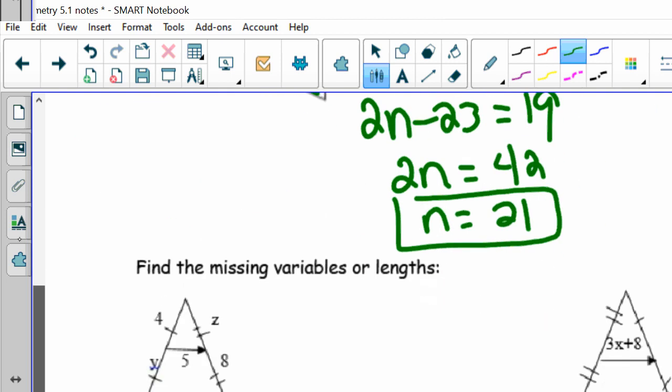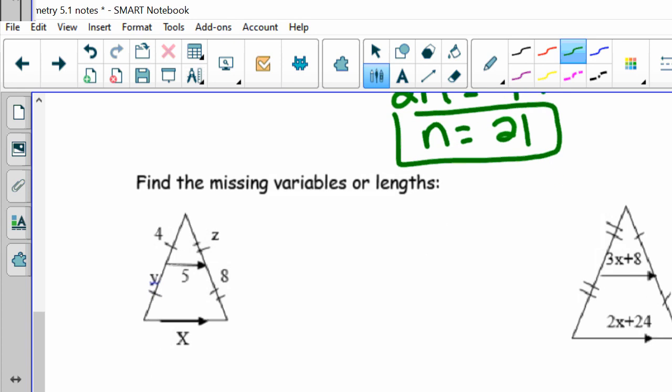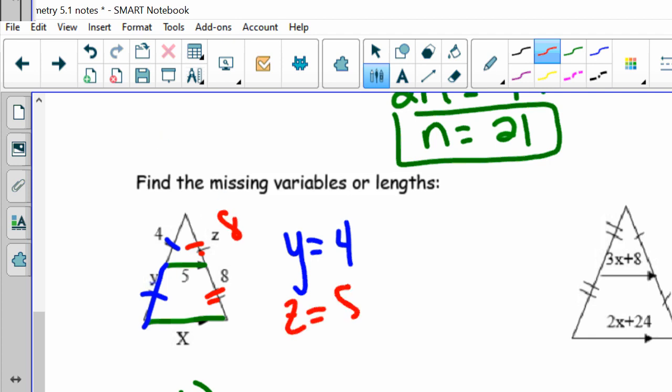2 more examples. So here it says find the missing variables or lengths. So in this first one, we have x, y, and z that we need to find. So they give me that this midsegment is 5. It's parallel to this one. So I know that x has to equal 2 times 5. So x equals 10. So now we're going to find y. So this little part up here, well, I know that it has to be the same as x. They have tick marks. So I know that y equals 4. And finally, z, again, 2 tick marks, 2 tick marks. So z has to be the same here. z has to equal 8.